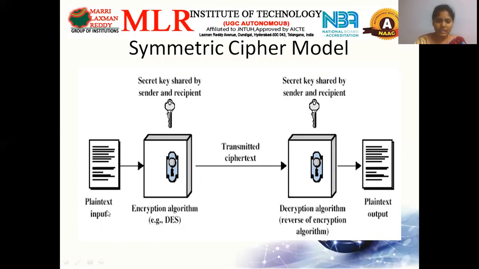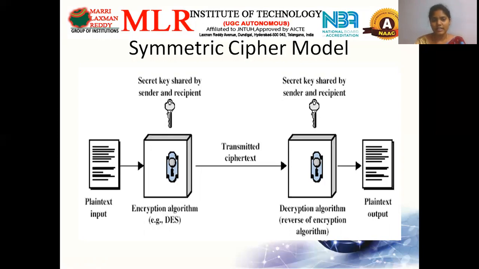Here, the plain text is encrypted using a secret key shared by the sender and the recipient, with the DES algorithm, and the ciphertext is transmitted. The ciphertext is not understandable by the user at the receiver. So again it is converted to plain text with the help of the decryption algorithm. That is also done by the secret key shared by sender and recipient, and we get the plain text.